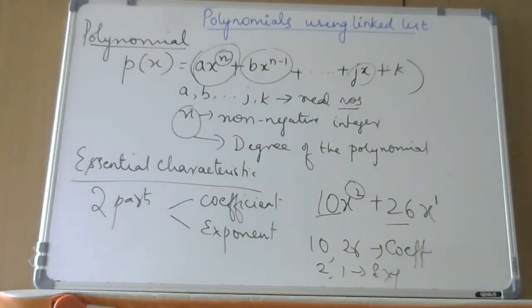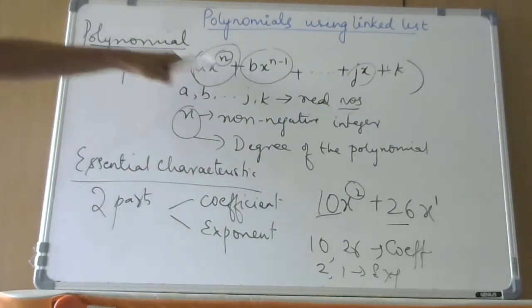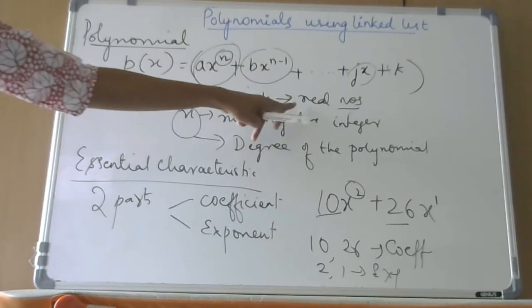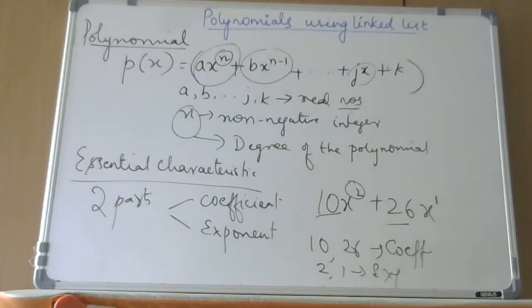Now, how do you represent a polynomial? This is what we have understood about what a polynomial is. A polynomial is an expression of this particular form in any particular variable, where here we have taken the variable as x. Here a, b and so on are all real numbers. n is the non-negative integer which is called the degree of the polynomial. Every term of the polynomial will have two parts, the coefficient part and the exponent part. Having known what a polynomial is, let us move on to how we can represent a polynomial.